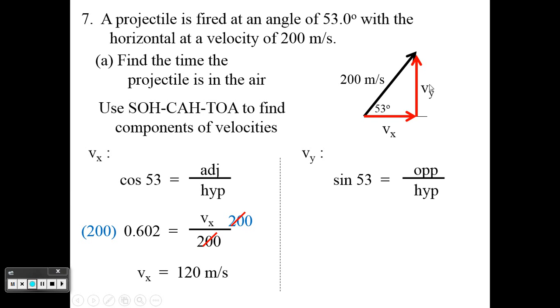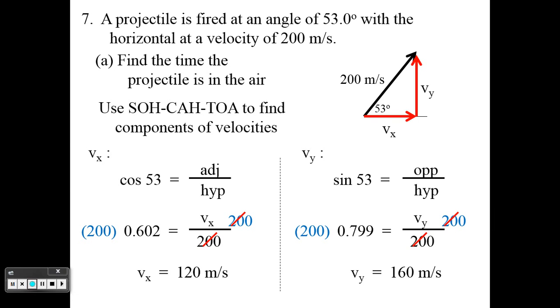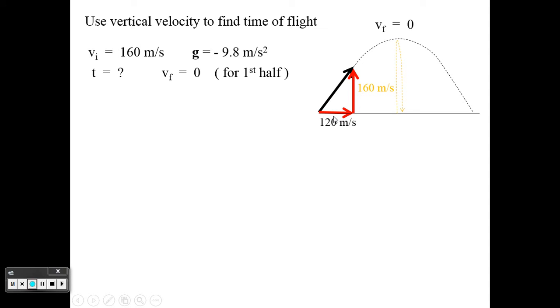To find v sub y, we're going to use the sine function, opposite over hypotenuse. Sine of 53 equals v sub y over 200, multiplied by 200, and my calculator said 160 meters per second. So here are my two components.